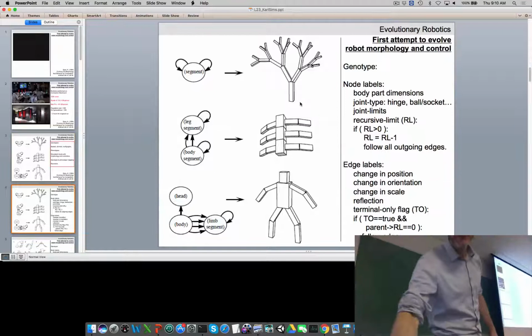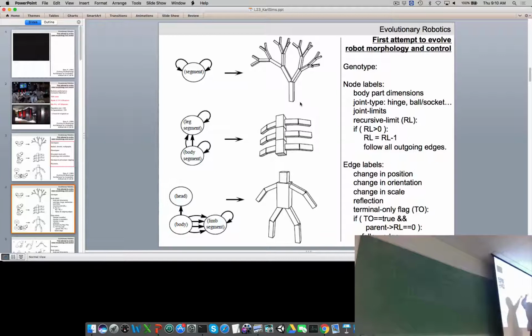So let's have a look at this in a little more detail. There are a number of labels on each of these nodes. So again, as you now know from working in physics engines, we need the body part dimensions. So we need the X, Y, and Z, the position of the object center. What else do we need if we're constructing rectangular solids? We need X, Y, and Z, and length, width, and height. So we've got six labels associated with the node already.